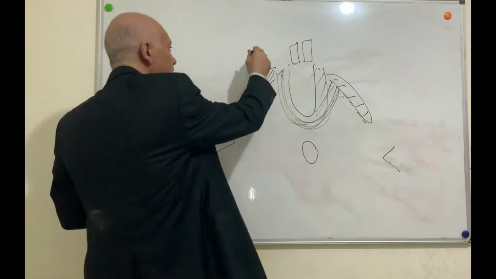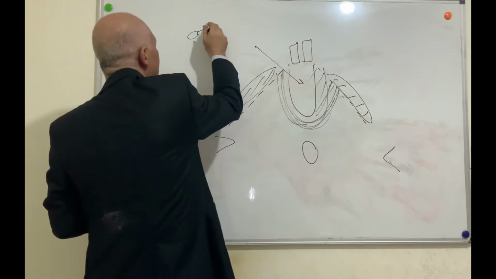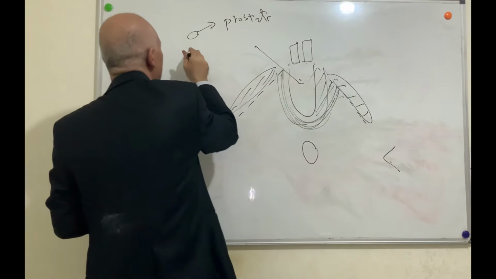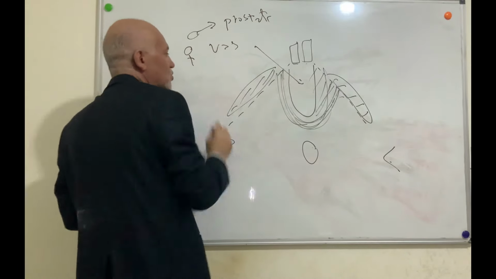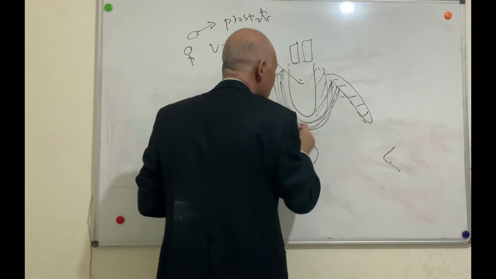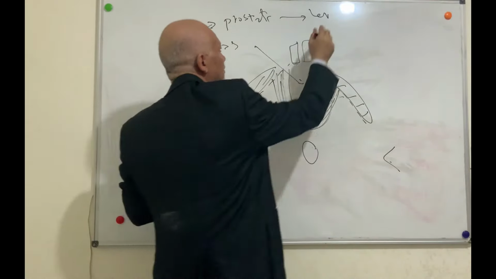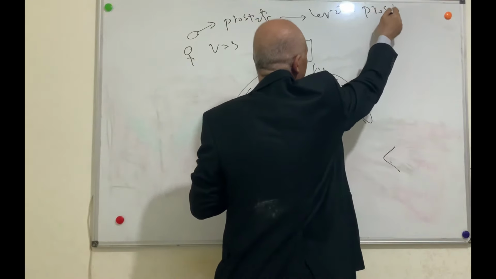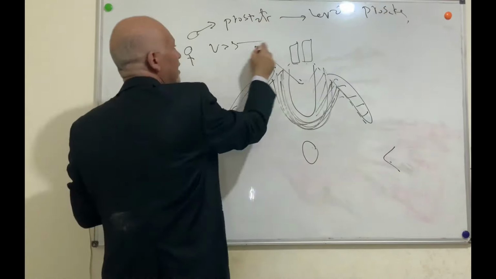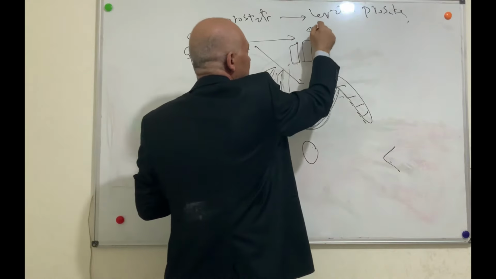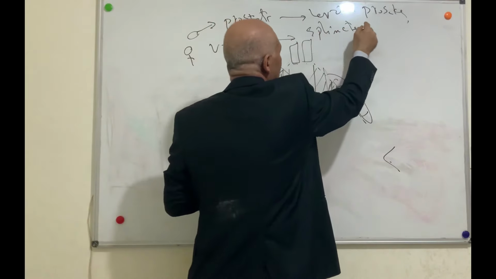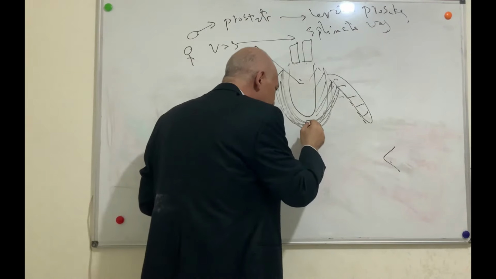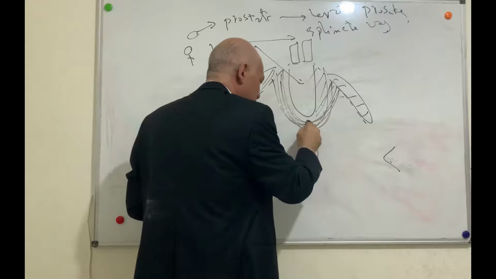In this gap, in male the prostate comes out, in female the vagina. So these fibers in male are called levator prostatae, in female they are called sphincter vaginae. These fibers meet in the middle in the perineal body.